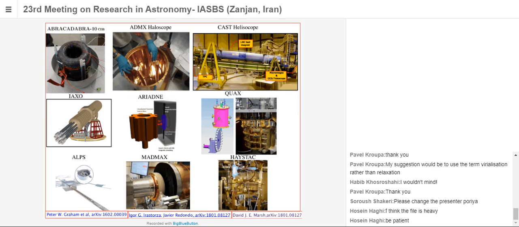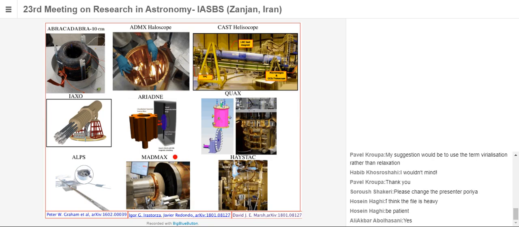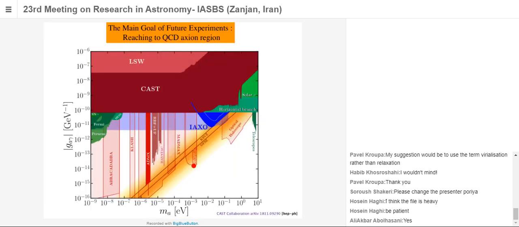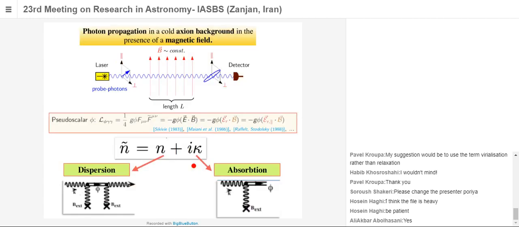So here you can see different experiments. Many experiments nowadays are going to detect axions, and here you can see just some of them. For a review, you can go to these reviews to see some of these experiments. All of these experiments are going to look in different corners of this parameter space to find the axion. And if there are no axions, you have to fill all of this parameter space. So in the next few slides, I'm going to talk about our detection strategy.